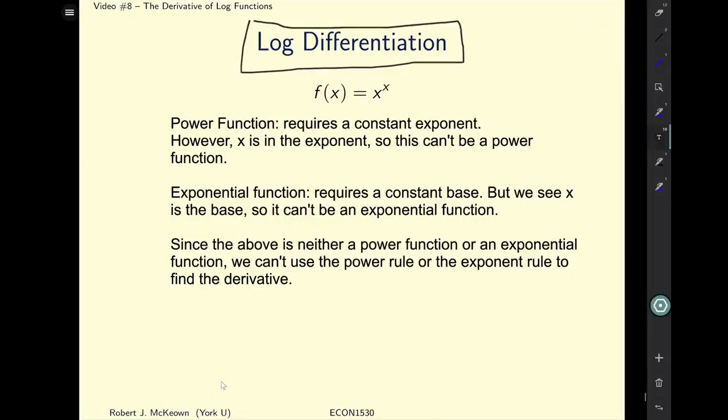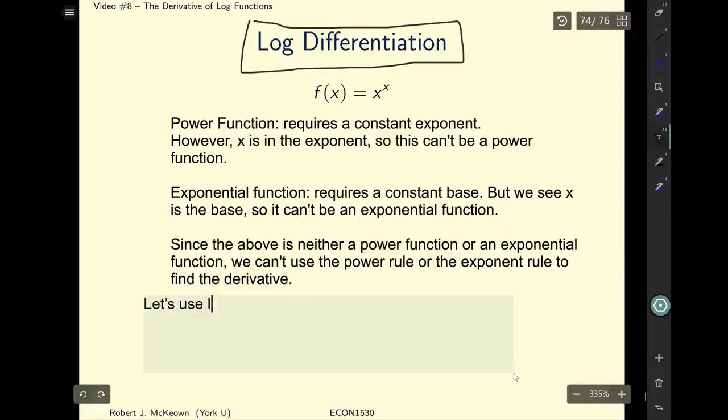Why it showed up earlier was so that we could get to this moment and I could teach you something about log differentiation. Because it's going to turn out that this function is, in some sense, a log function. And I'm going to show you how, with log differentiation, we can find the derivative. So let's use log differentiation to find the derivative. And that's exactly what we're going to do on the next slide.